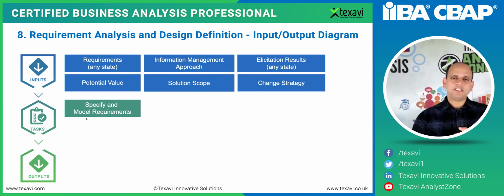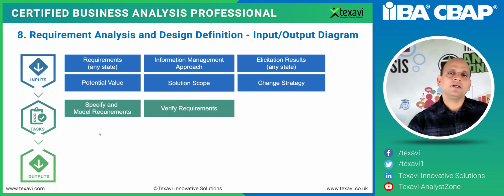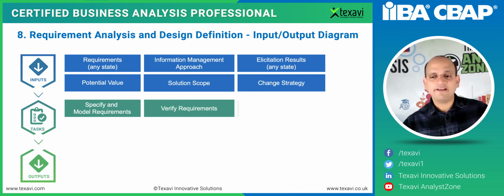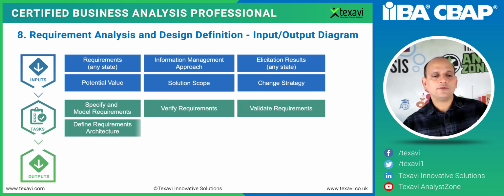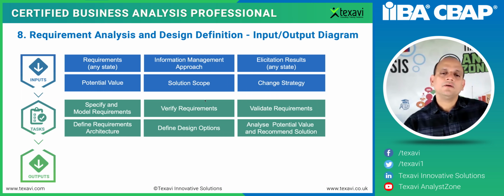So we would need to specify and model the requirements. Specification is basically detailing the requirements, and modeling is about creating a form, a kind of prototype, of those requirements. A semi-solution, basically. It's not the exact solution, but we're getting there. We need to verify the requirements, validate the requirements, and then define the overall architecture for the requirements, then define the design options, and finally analyze the potential value and recommend. So we're going to go through each one of these in detail within this particular section or module.